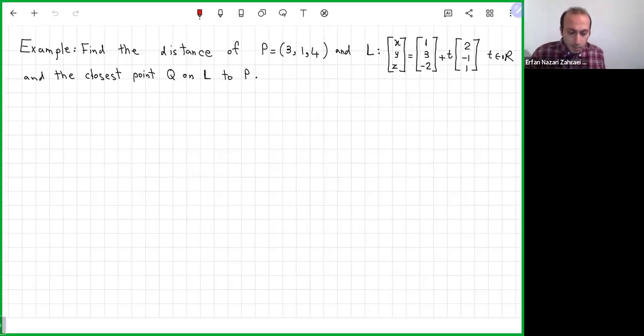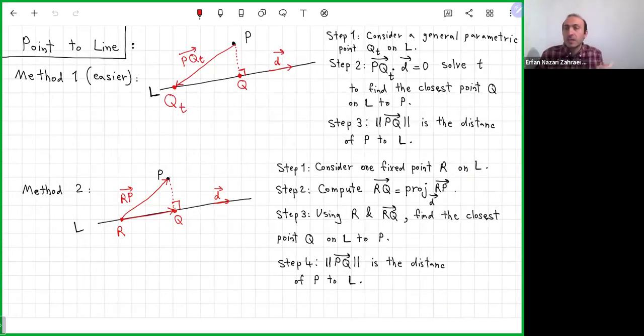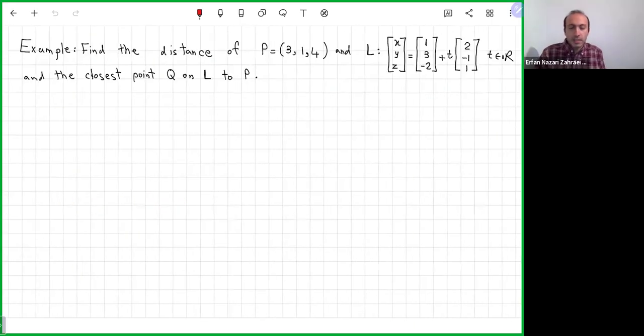Okay, let's then compute the distance between this point and this line. As I said, examples that I do are in R3, but basically these methods can be done in Rn in general. In Rn, we have the same concepts: orthogonality, dot product, projection. You can do all of these in Rn. And the same computation can be done in Rn to find the distance between a point and a one-dimensional line in Rn.